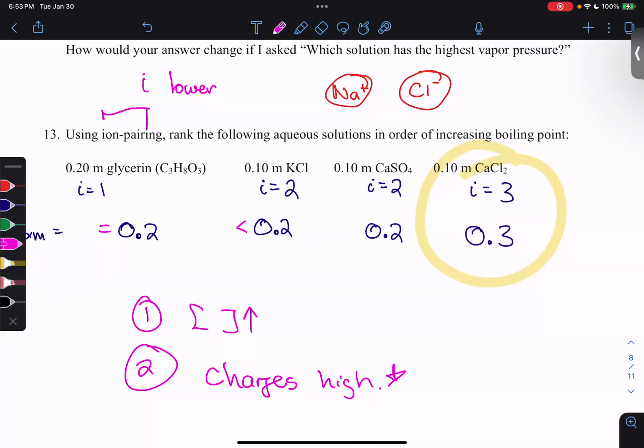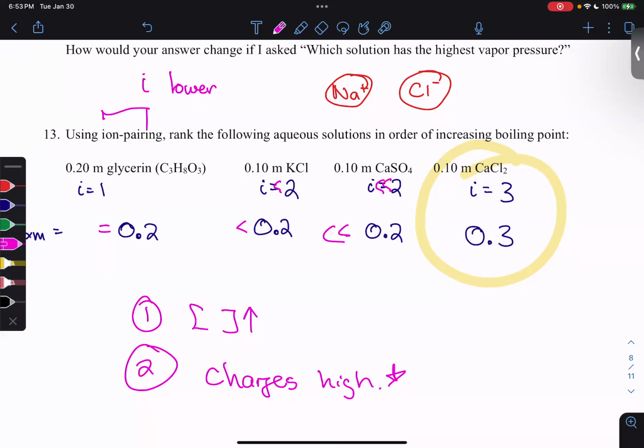So it's going to have a slightly less i times M than 0.2. It's going to be slightly less because its i is actually slightly less than 0.2. Right? But calcium sulfate, because it can ion pair more, it's going to be a lot less than 0.2, right? So a lot less than 0.2.